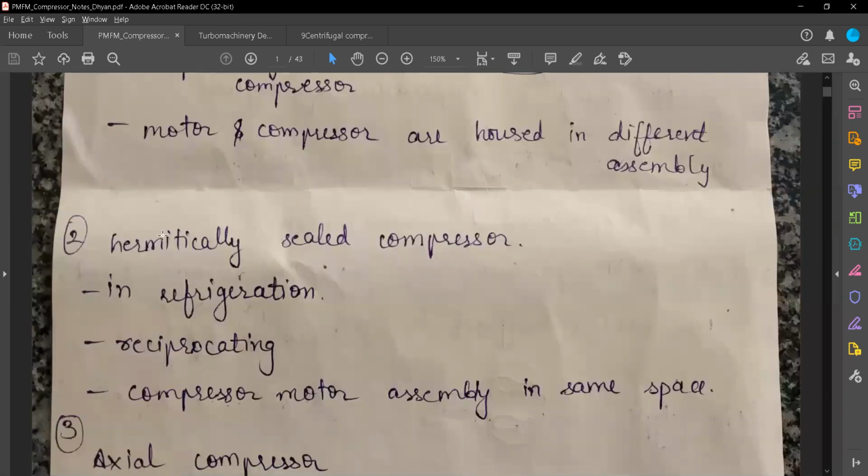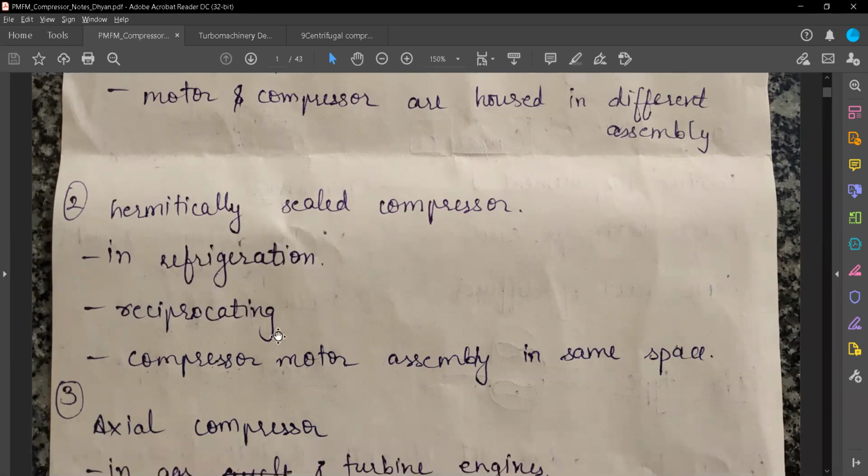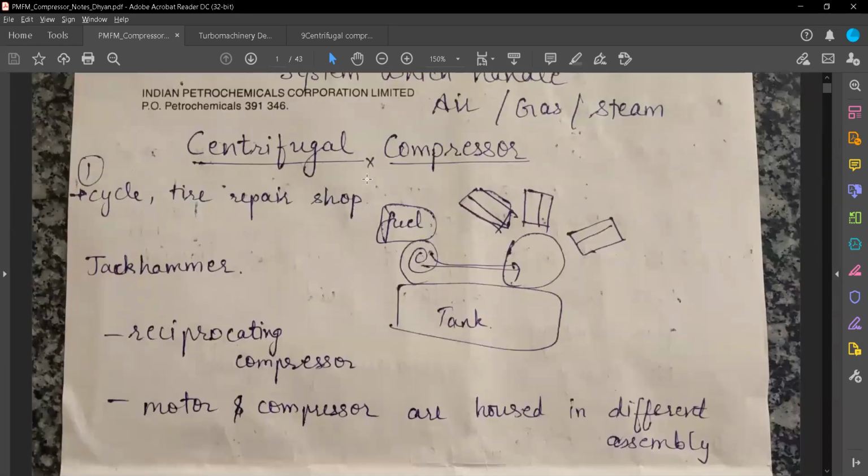And then when we come to a hermetically sealed compressor, these are the compressors which are used in our refrigerators or in our air conditioning units. So they are also reciprocating type. But over here, they also have a very similar arrangement like this. But over there, the motor section and the compressor assembly both are housed in a single assembly. So they are closed in one single assembly.